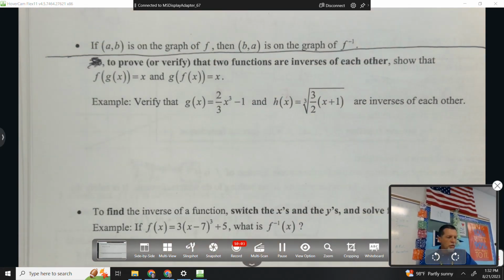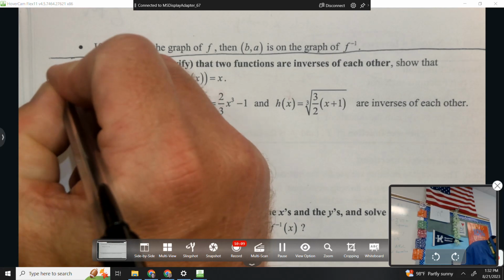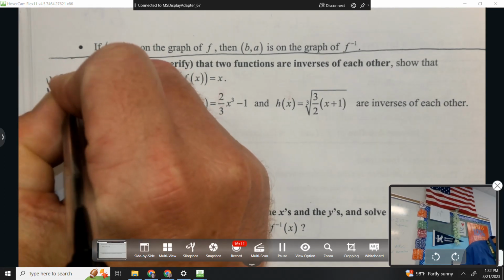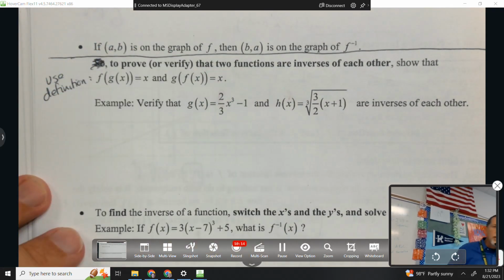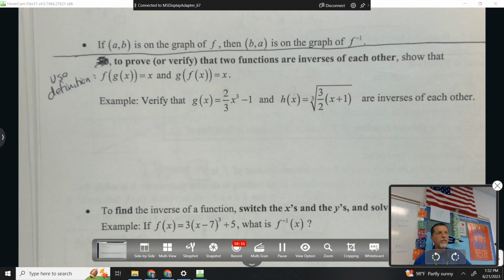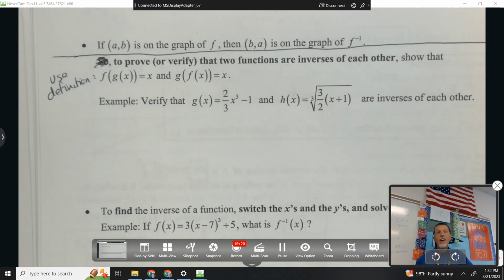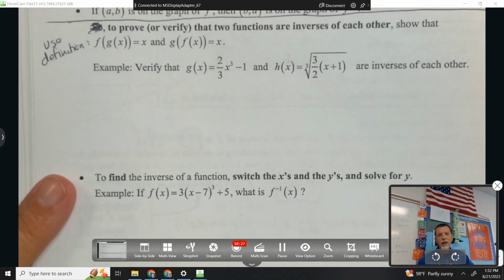To prove or verify that two functions are inverses of each other, we'll use the definition of inverses, which is f of g equals x and g of f equals x. And you have to show both. You can't show one and say, if it works for one, it probably works for the other. Yes, you are right, but you have to show both.